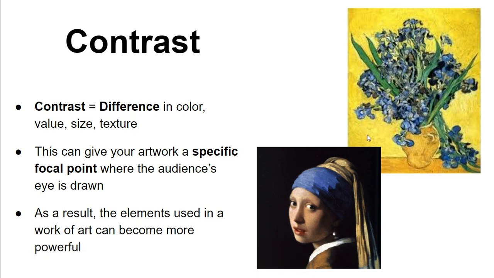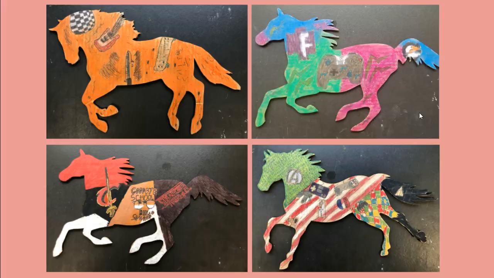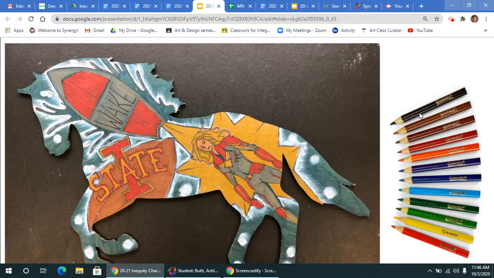If we look at Vincent van Gogh's still life portrait of flowers, you can see the background is the opposite of black. It's bright, warm yellow colors here to kind of contrast the cool color scheme of the flowers here. So think about how you can sprinkle contrast throughout your work to make it more high quality. So as you're working, make sure you think about these pro tips for repetition and contrast when applying your work to the pencil, Sharpie, and eraser version, and then as you work on the color version.